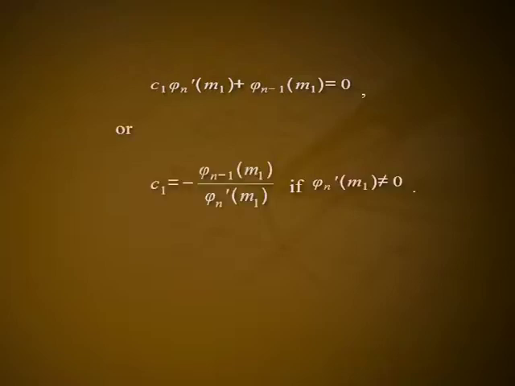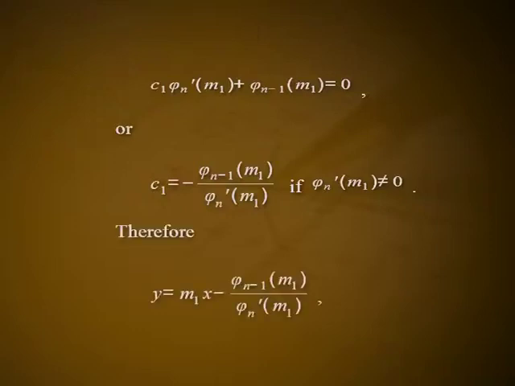We write limit of p1 is equal to c1. Therefore, c1 into phi n dash of m1 plus phi n minus 1 of m1 is equal to 0, or c1 is equal to negative of phi n minus 1 of m1 divided by phi n dash of m1 if phi n dash of m1 is not equal to 0. Therefore, y is equal to m1x minus phi n minus 1 of m1 divided by phi n dash of m1 is the asymptote corresponding to the slope m1 if phi n dash of m1 is not equal to 0.